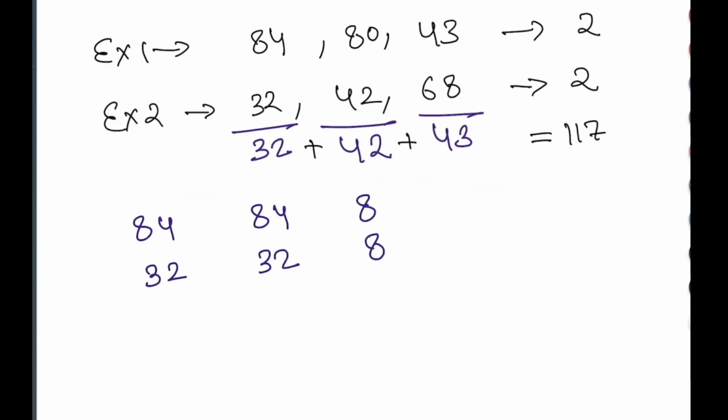Now just focus on these three elements. As of now, the array is not the same. 8 and 8 are fine. 84, 84, 32, 32, they are not fine. What we can do is take this 84 and swap it with 8.